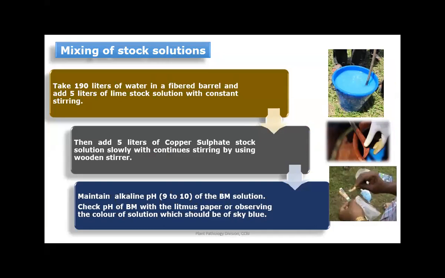And then mixing of the stock solutions. Now in another fiber barrel, take 190 liters of water and add 5 liters of lime stock solution to this with constant stirring. Then add 5 liters of copper sulfate stock solution slowly with continuous stirring using wooden stirrers, so that the mixture we get has a pH of 9 to 10. Please check the pH of the solution after preparing the Bordeaux mixture. It should be between 9 and 10.